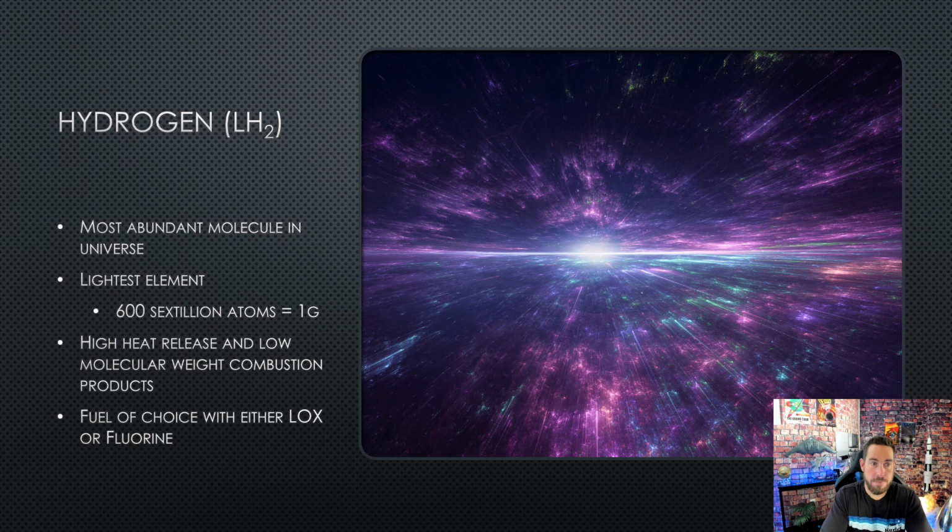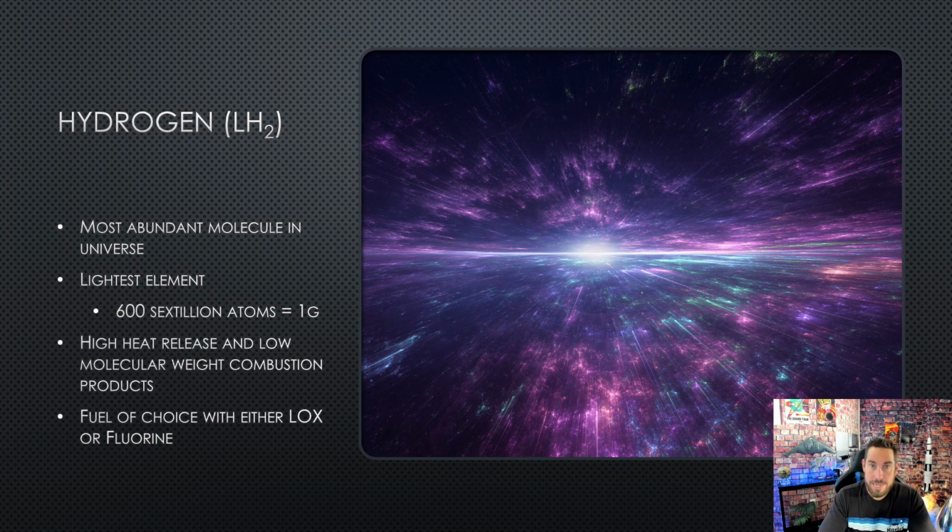First up is hydrogen. Sometimes you'll see it abbreviated LH2, which stands for liquid hydrogen. So if you ever see LH2, it's liquid hydrogen. Liquid methane's abbreviated LCH3 sometimes, so the L just stands for liquid. Hydrogen's the most abundant molecule in the universe. It's also the lightest element. It takes 600 sextillion atoms of hydrogen to make 1 gram. So pretty light, I'd say.